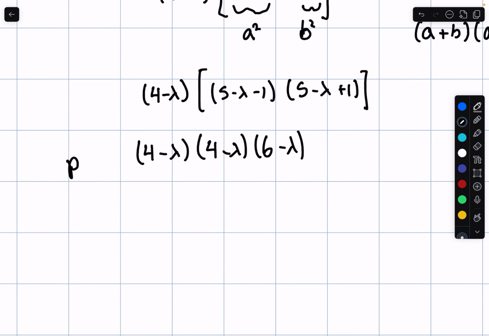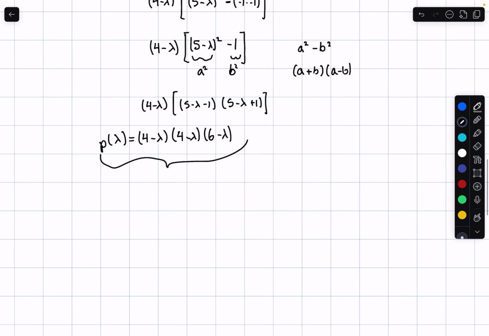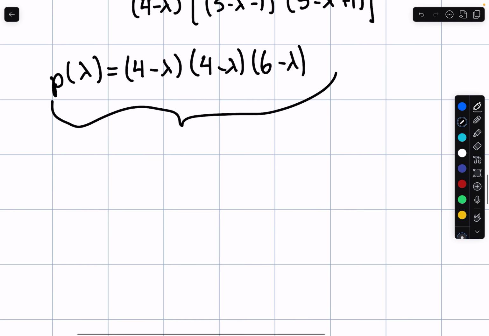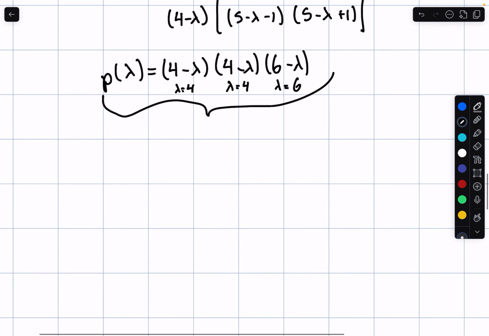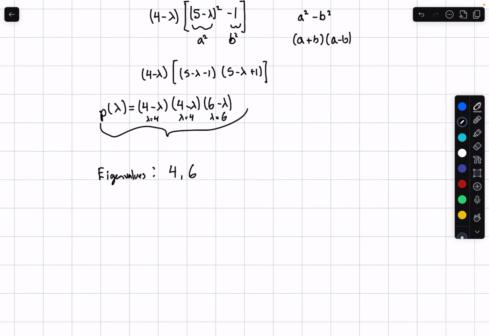And so what we call this is the characteristic polynomial of the matrix. And to find our eigenvalues, all we have to do is find the roots of this equation. So the roots of this: we can see here that when lambda is 4, it gives us 0, lambda is 4 gives us 0, and lambda is 6 gives us 0. So we'd say that the eigenvalues are 4 and 6.